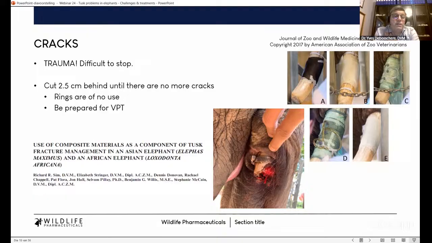So, in our opinion, if you have real or severe cracks, you should be prepared for VPT, which stands for vital pulp therapy. That means we have to cut the tusk 2.5 centimeters behind until there are no more cracks. So you cut further and further until you don't see cracks anymore in the occlusal surface of the tusk, so in the ivory. If you don't have to cut into the pulp, there is no problem. But if you have to cut into the pulp and the pulp is open, then you should be prepared for doing a vital pulp therapy.